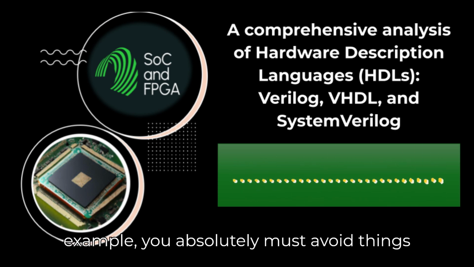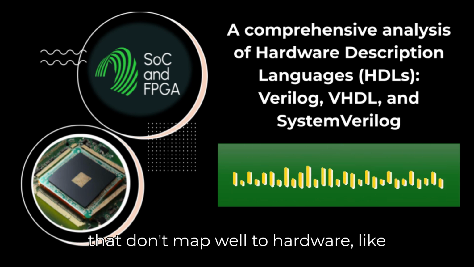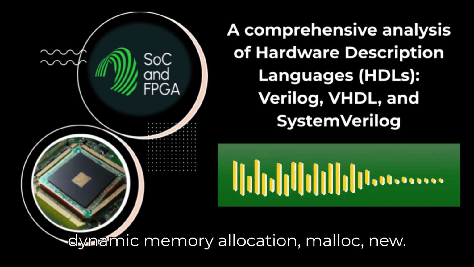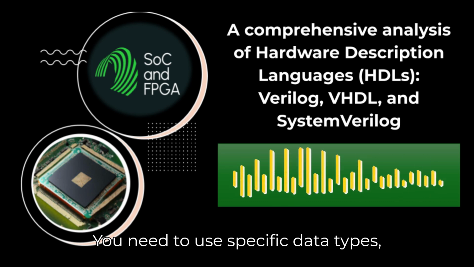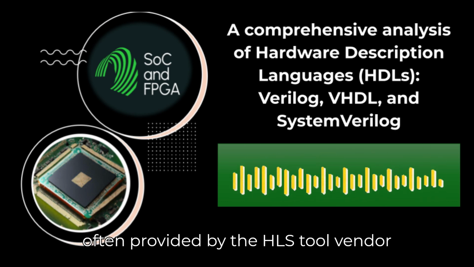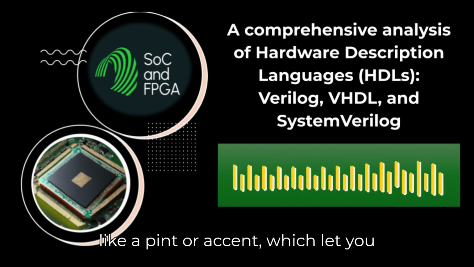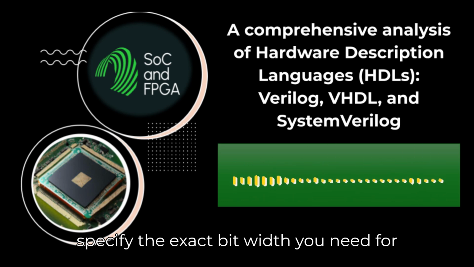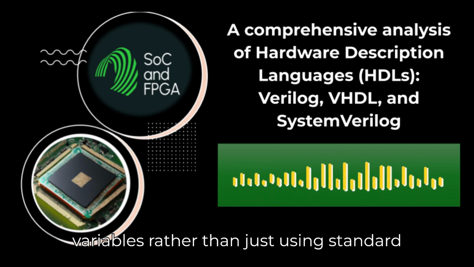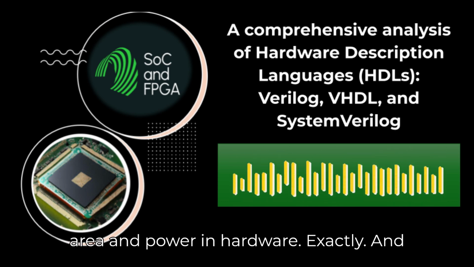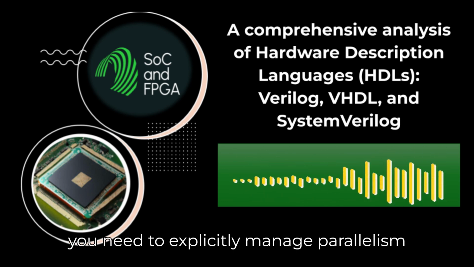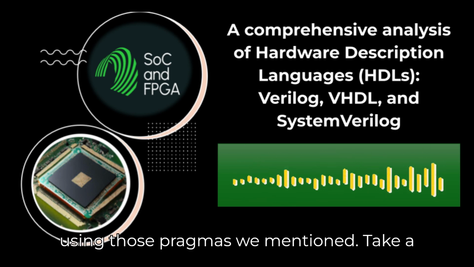For example, you absolutely must avoid things that don't map well to hardware, like dynamic memory allocation, malloc, new. You need to use specific data types, often provided by the HLS tool vendor like ap_int or ac_int, which let you specify the exact bit width you need for variables rather than just using standard int or float. Because every bit costs area and power in hardware. Exactly, and you need to explicitly manage parallelism using those pragmas we mentioned.